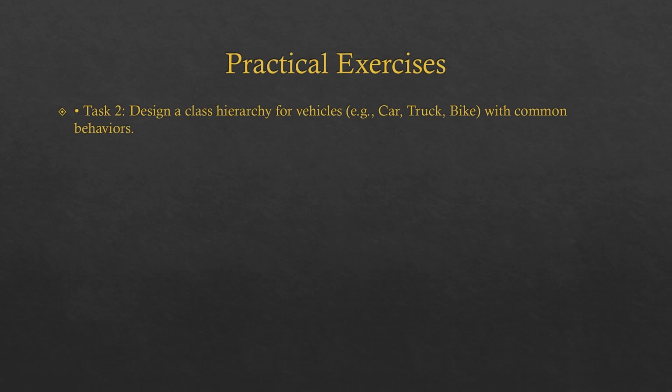For the second exercise, design a class hierarchy for vehicles such as car, truck, and bike. Each of these classes should share common behaviors, but each type should also have unique methods. This will give us practice with inheritance and polymorphism.